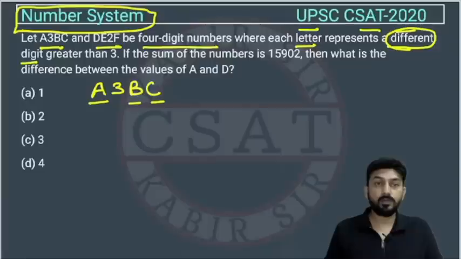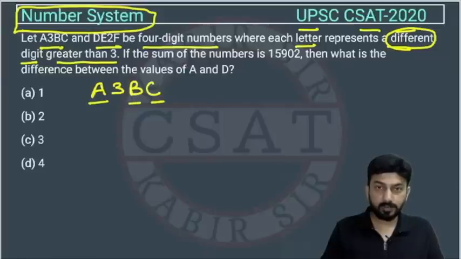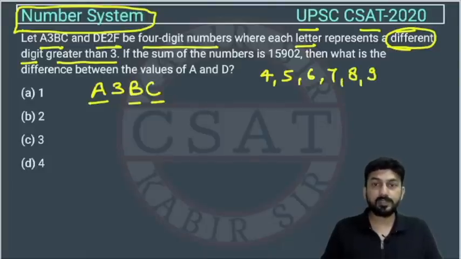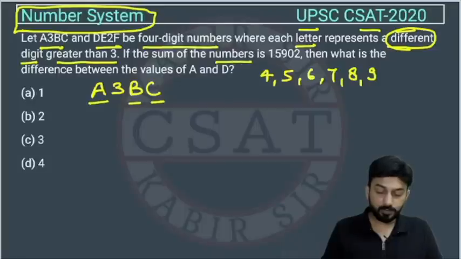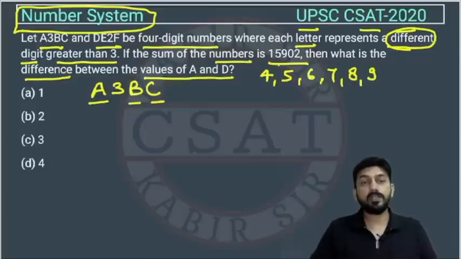Now the digit is greater than 3. Greater than 3 means, can it be 3? No, we have to consider only greater than 3. So the digit can be 4, 5, 6, 7, 8, 9. 0 is not possible, because 0 is less than 3. So only these values are possible. If the sum of these numbers is this much, then what is the difference between the value of A and D? So we have to find out A and D, and then take the difference of these two numbers.